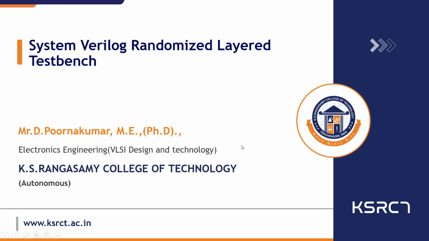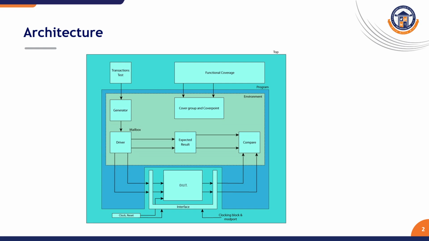Welcome everyone. So in this video we are going to see about the randomized layer testbench in SystemVerilog. So this is the architecture of the randomized layer testbench, where we have different elements: transaction, generator, driver, monitor, agent, scoreboard, environment, test, and top. So these are the different system elements in the randomized layer testbench.